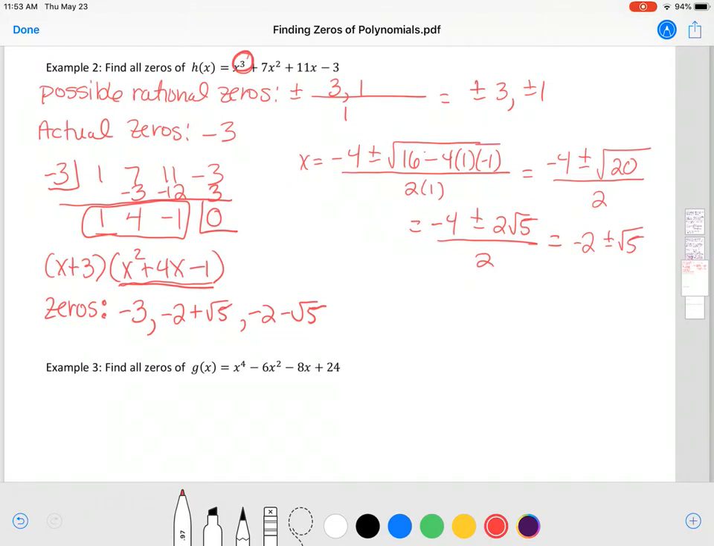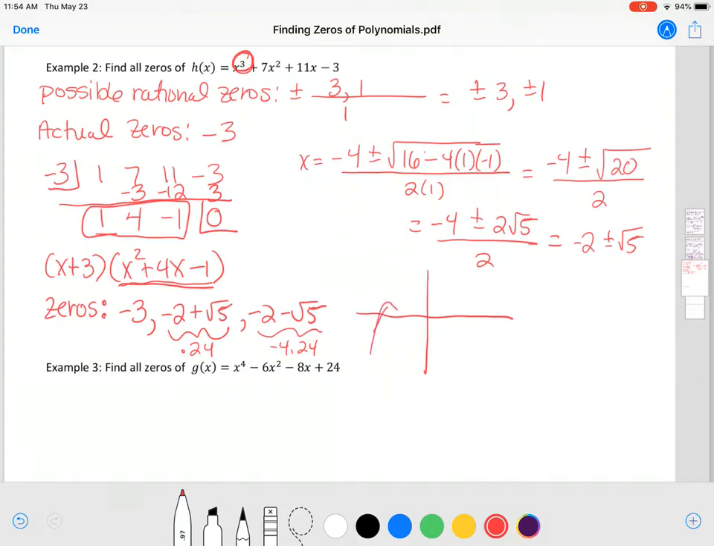Now it's a little bit difficult to visualize where negative 2 plus the square root of 5 is on the x-axis and where negative 2 minus the square root of 5 is on the x-axis. So what you can do if you want to visualize that, you can put that in decimal form, and that should be about 0.24, and this would be approximately negative 4.24. So when you look at this graph, it's going to look like this.